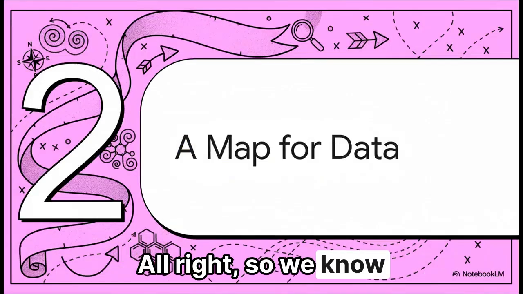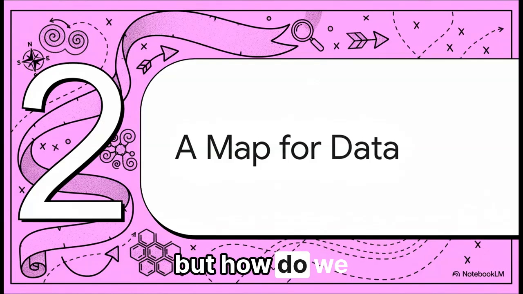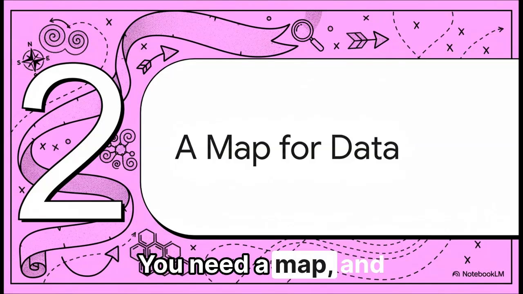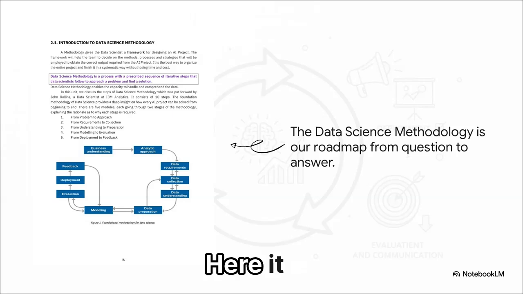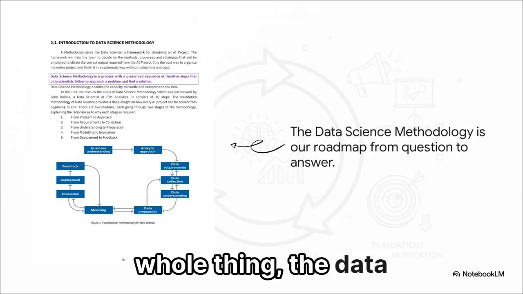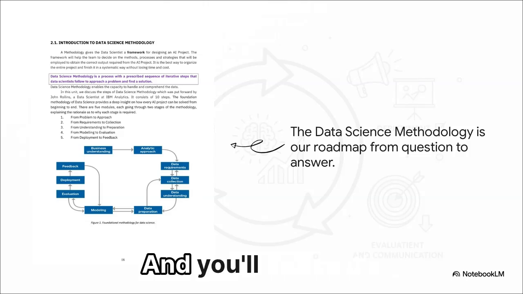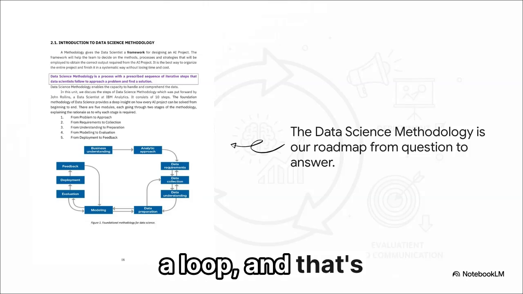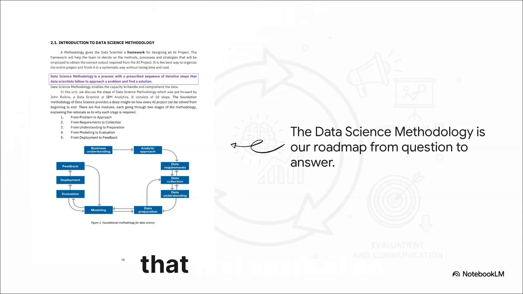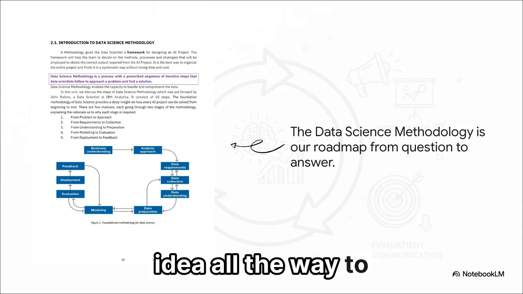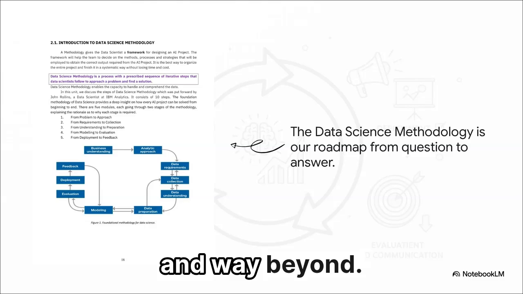All right, so we know where we're going, but how do we actually get there? You can't just wander into the data wilderness hoping for the best. You need a map. And luckily for us, there's a really good one. And here it is. This is going to be our roadmap for this whole thing. The data science methodology. And you'll notice it's a loop. And that's totally on purpose. It's basically a framework that guides a project from that first spark of an idea all the way to a finished product and way beyond.